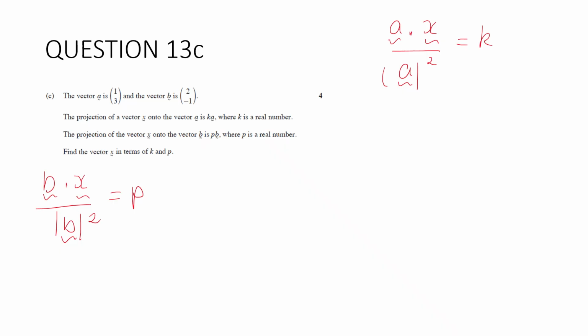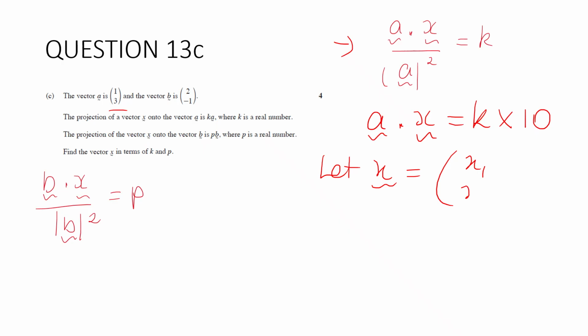So let's work through both of these equations. We'll start up here. Now we've got A dot x will equal K multiplied by the magnitude of A all squared. The magnitude of A is the square root of 1 plus 9, which is 10, and then squared is just 10. So that gives us one equation. And let's let x have components x1 and x2. That means the dot product is going to be x1 plus 3x2 is equal to 10k, and that's our first equation.